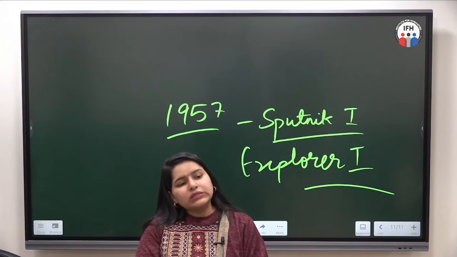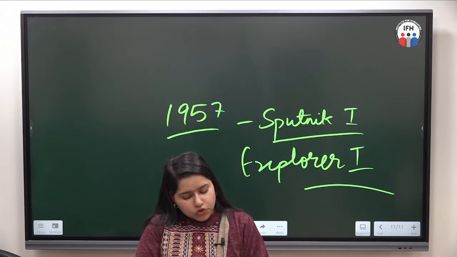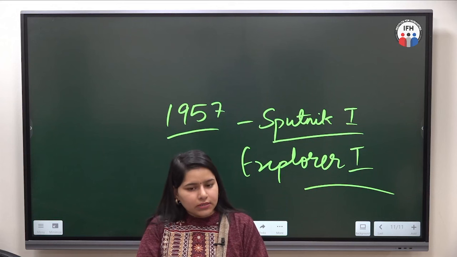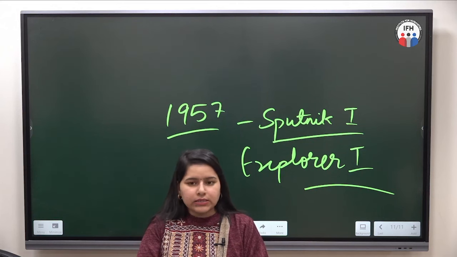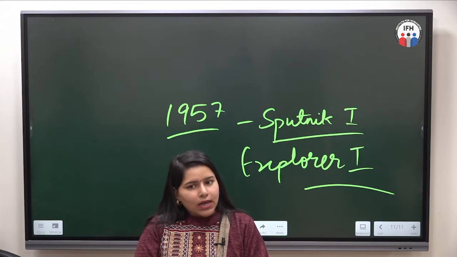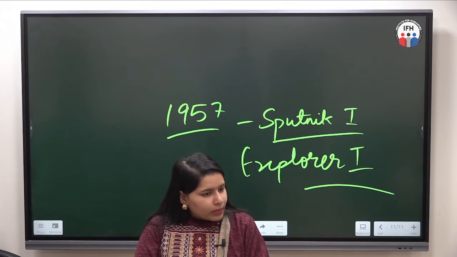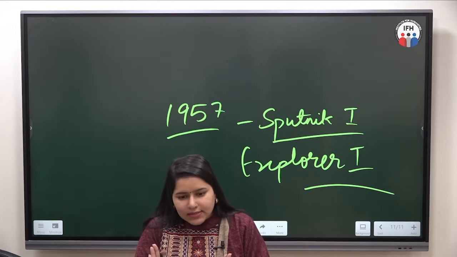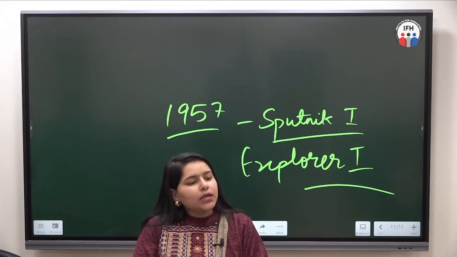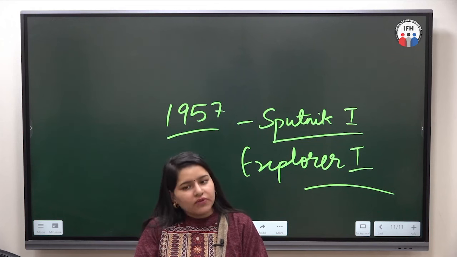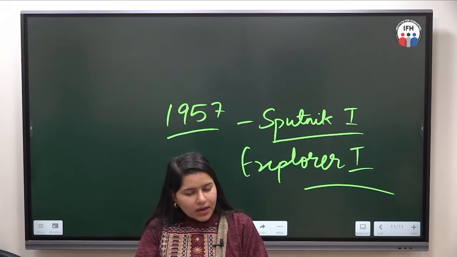So what happened then is that John F. Kennedy and the Soviet leader Nikita Khrushchev met, and Kennedy assured that we will not attack Cuba, so kindly take your missiles back. And he also assured that we will take our missiles back from Turkey.